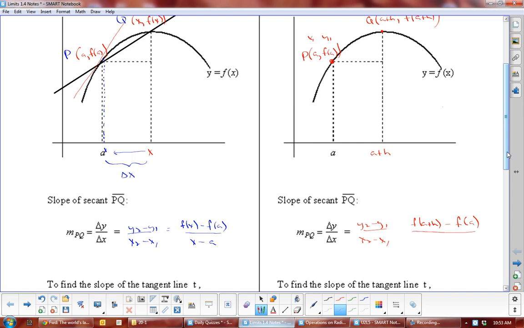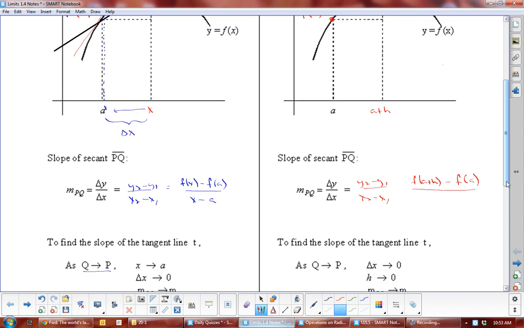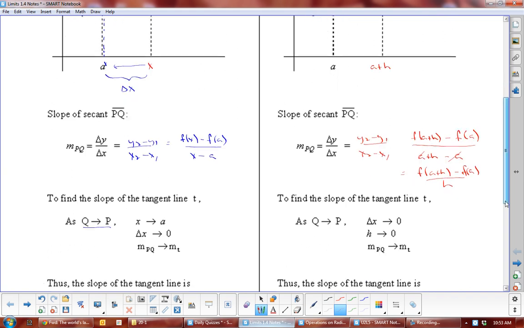Now, I'm only going to do this one time, and then you're going to see it's a waste of time if we did it all every time. This is going to be a plus h minus a, which equals just h. Okay, so the real formula is f of a plus h minus f of a all over h.